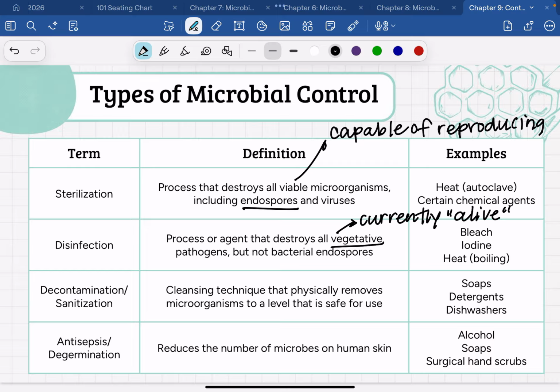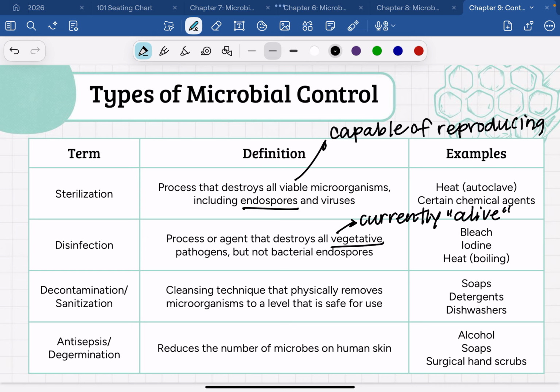Decontamination or sanitization is a cleansing technique that physically removes microorganisms to a level that is safe for use, okay, which is a little bit confusing. But something I don't think a lot of people realize is that soap doesn't actually kill bacteria. Soap just removes it from your skin. A lot of detergents and dishwashers are not actually killing all of the bacteria. They're not even necessarily disinfecting it. They're just removing the microorganisms to a level that is safe for us to use them. And that level is going to depend on what it's being used for.